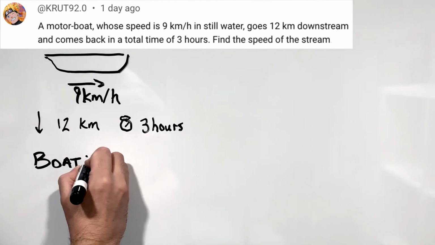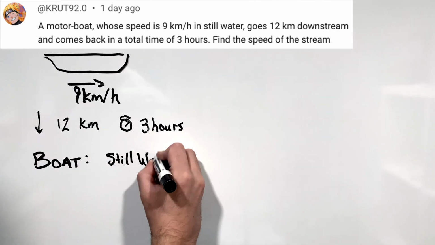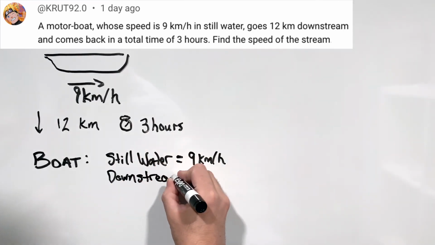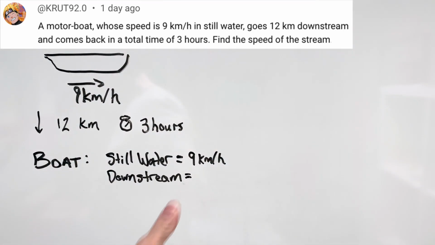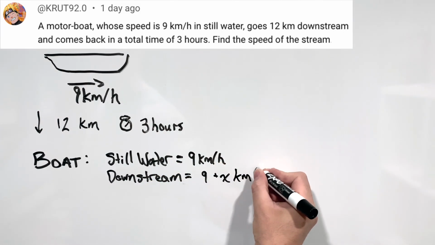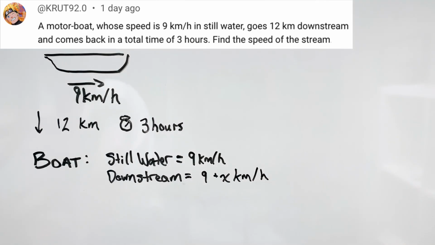So let's start out with our boat. What do we know about our boat? Well, we know that its speed in still water is 9 kilometers per hour. And when boats go downstream, they're going to speed up because of the force the current is applying to the boat. Now, we don't know the speed of the stream, so let's just say that our speed of the boat going downstream is our base 9 kilometers per hour plus some unknown speed of the stream, and we'll call that x.